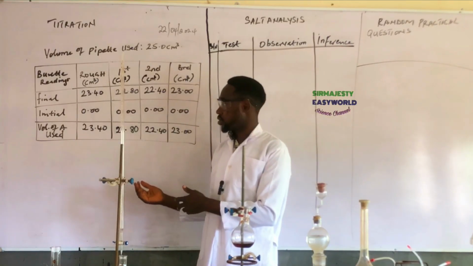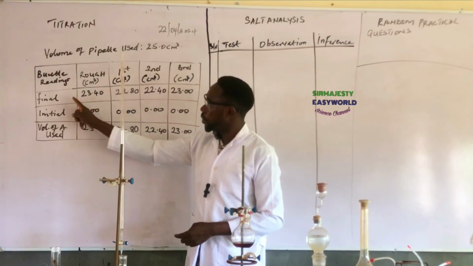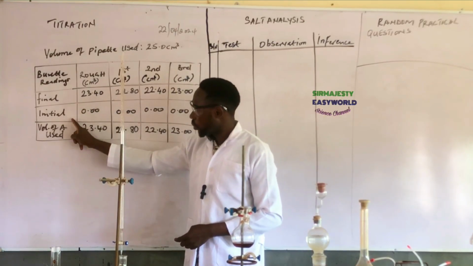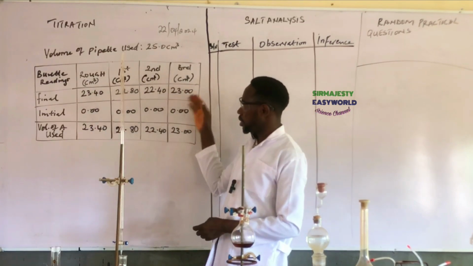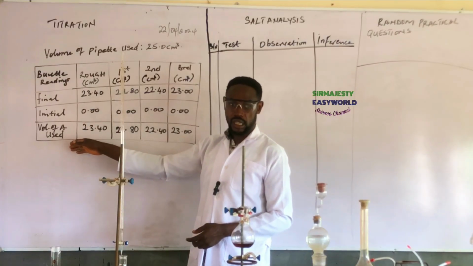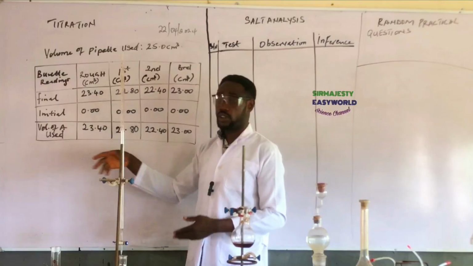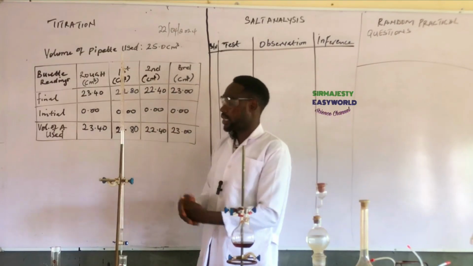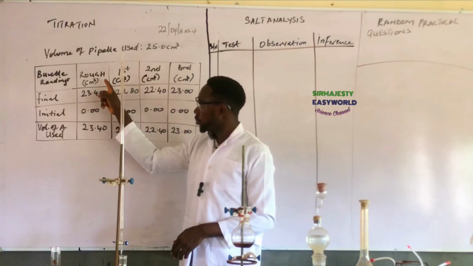Now, you can put your cm cube here, or you can put it here, or here, any of these places. If you choose to put it here, no need of wasting time putting it under burette readings again. If you put it under titre, don't put it under burette reading. If you put it under burette reading, you don't need to put it under titre again. Okay? So, I believe we know what rough means.